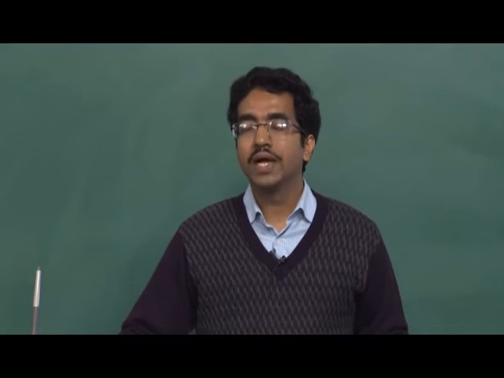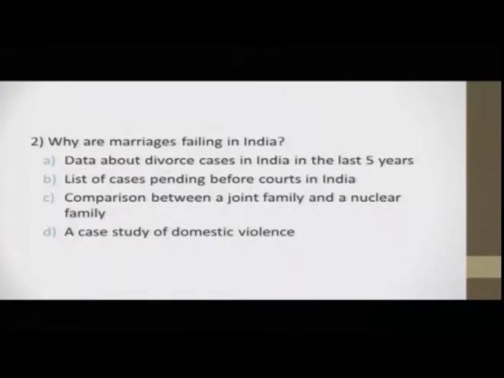The question here is, why are marriages failing in India? So, if this is the question and you have to write a longish essay, a write-up, what would you include under this? The options are: A, data about divorce cases in India in the last 5 years; B, list of cases pending before courts in India; C, comparison between a joint family and a nuclear family; D, a case study of domestic violence.